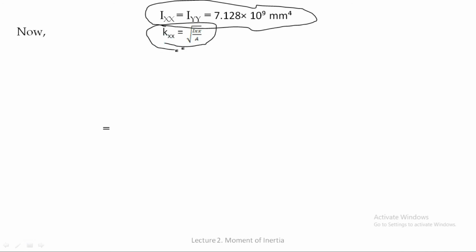Now we have Ixx, we have found it over here. What is the term that we don't know in this formula? We don't know the value of a, the area. So the area of what do we have to find? We have to find the area of a quarter of a circle. Remember, the section is a quarter of a circle. Quarter means one-fourth of a circle.